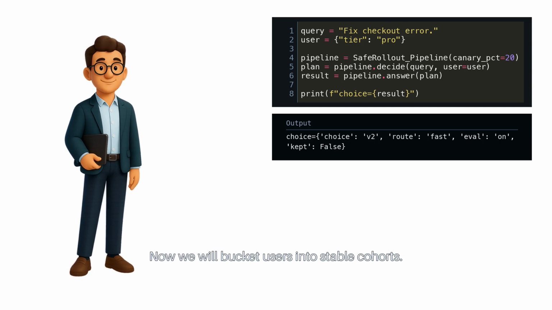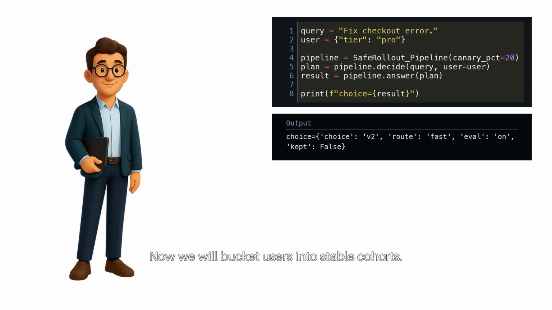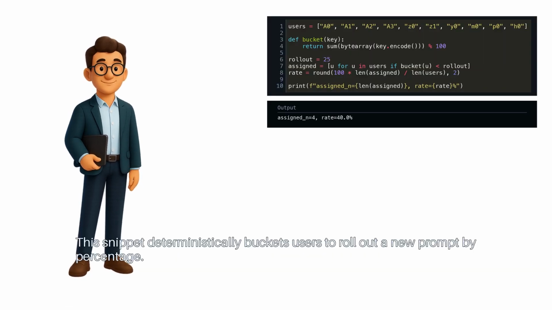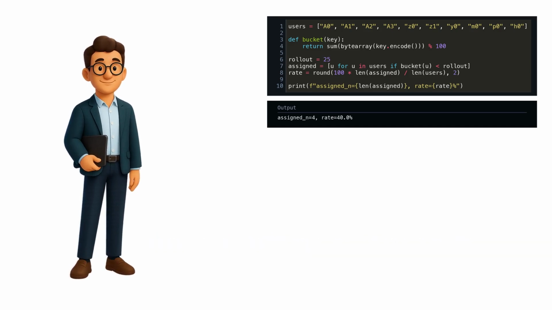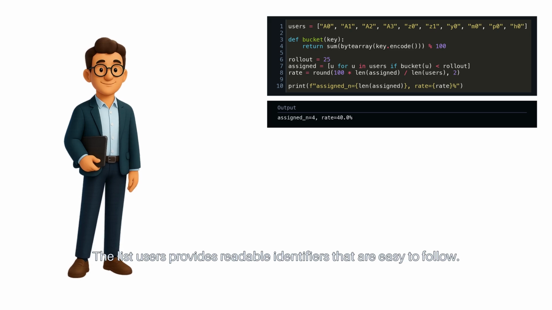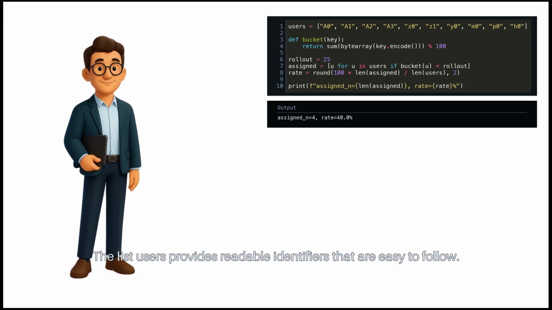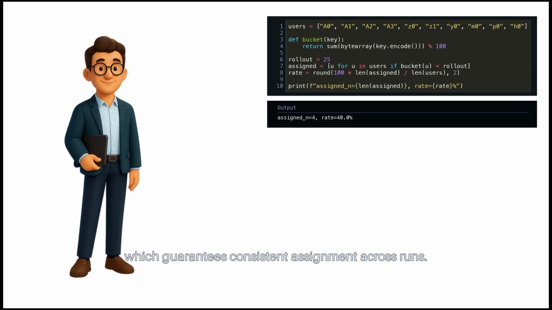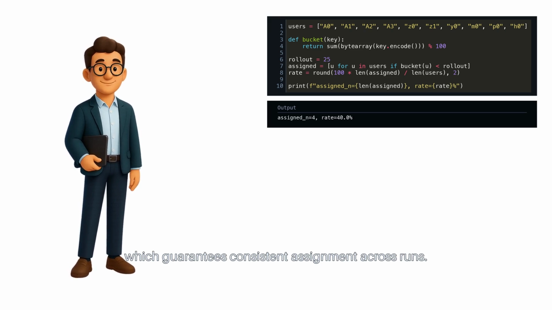Now, we will bucket users into stable cohorts. This snippet deterministically buckets users to roll out a new prompt by percentage. The list users provides readable identifiers that are easy to follow. The function bucket converts each user ID into a stable number from 0 to 99 using a byte sum modulo, which guarantees consistent assignment across runs.